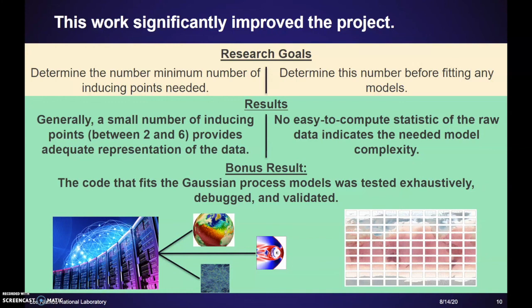Our first research goal was to determine the minimum number of inducing points needed for a given set of data. What we found is that relatively small numbers of inducing points is, for the most part, good enough. This number ranges between 2 and 6 inducing points, which is still sufficiently small enough to effectively transfer the model data across nodes. The second goal was to determine the number based on the raw data.